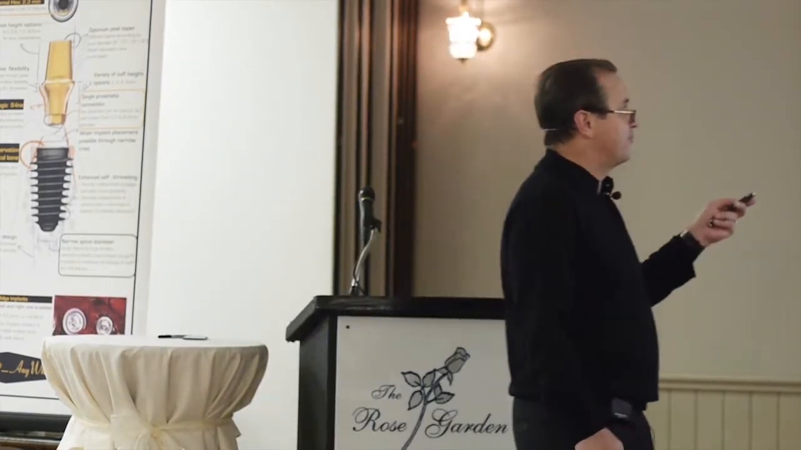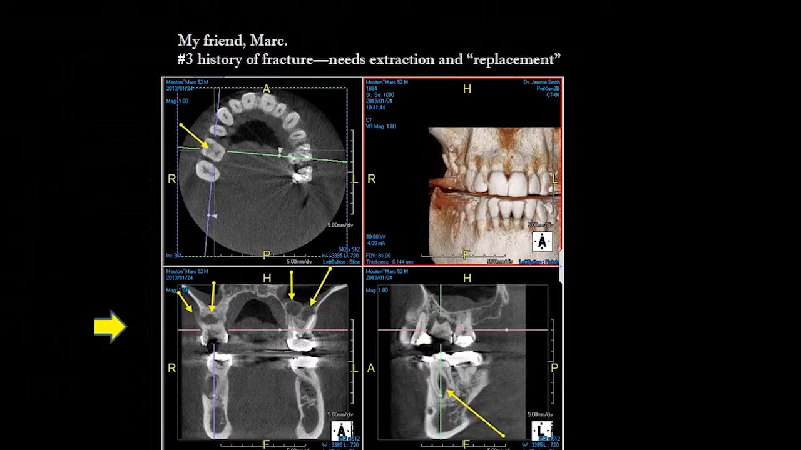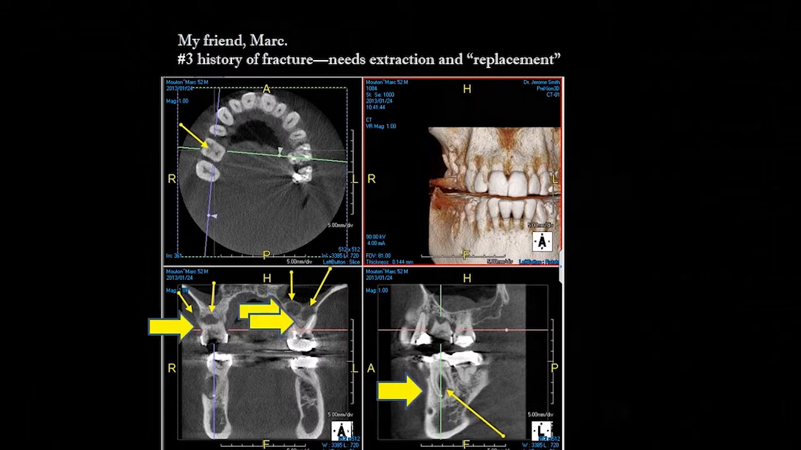But this is my good friend Mark that I hunt with a lot. He comes in one day, he's got a little toothache. We run a scan. He's got endo problems everywhere. 3, 14, okay, 19, and no idea, you know.